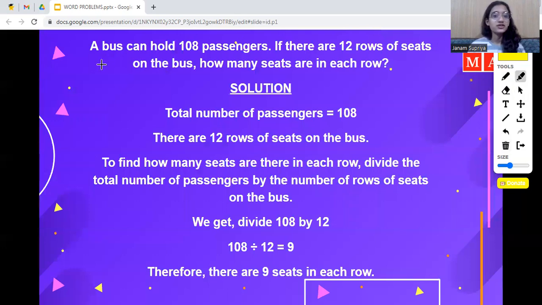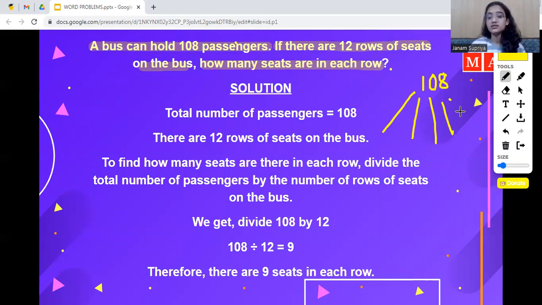Okay, we have one more question. A bus holds 108 passengers. If there are 12 rows of seats on the bus, how many seats are there in each row? So here in a whole, we have 108 passengers who have to get seated in 12 different rows, right? I don't think I'll be able to draw 12, but let's try. 1 2 3 4 5 6 7 8 9 10 11 12.